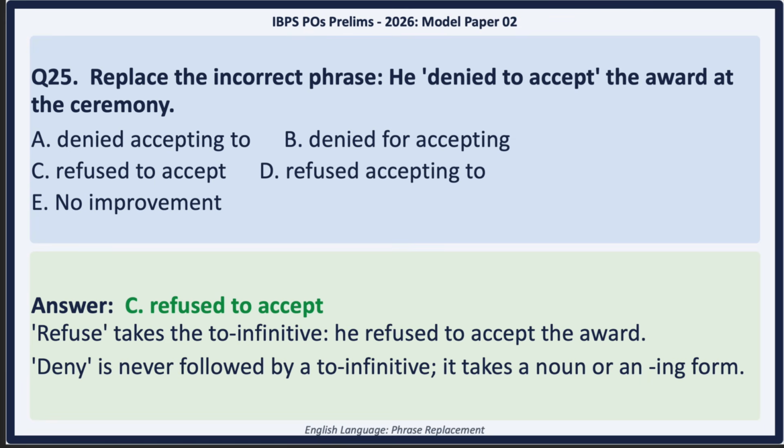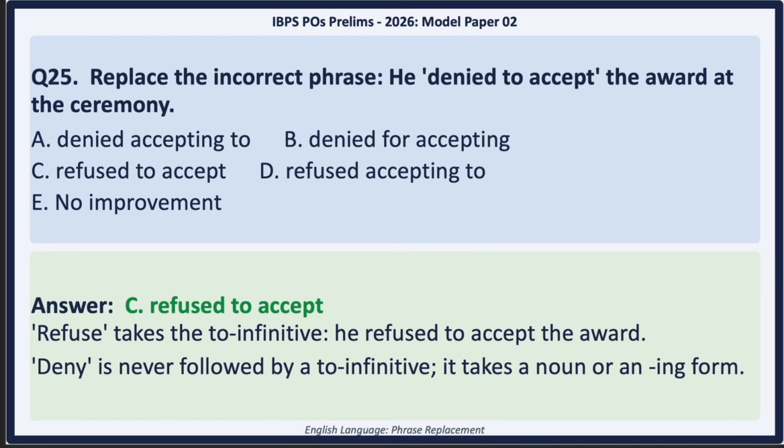The verb refuse is followed by a to infinitive reflecting a deliberate choice not to perform an action. So, refuse to accept. What about deny? Deny requires a noun or a gerund, usually reflecting the rejection of a stated fact. You deny an accusation. You cannot deny to do something. So the correct choice is C, refuse to accept. We are in the home stretch.